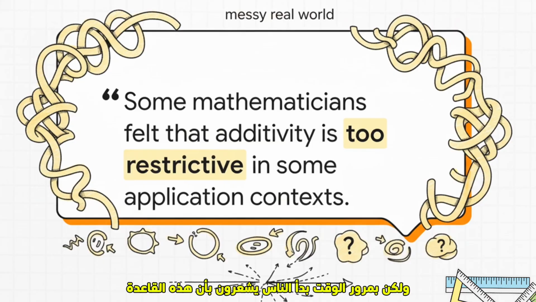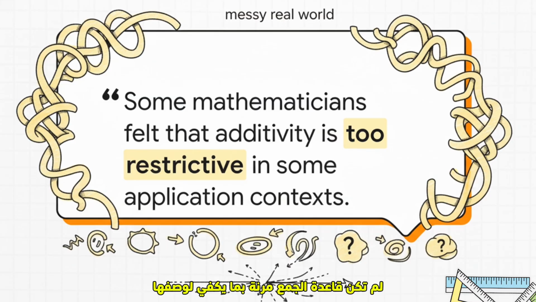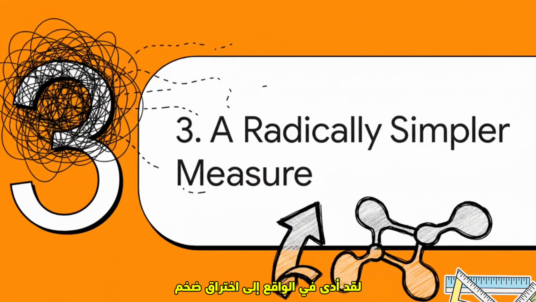But over time, people started to feel like this rule was a bit of a straitjacket. I mean, what about when you've got measurement errors? Or when you're trying to put a number on something subjective, like an expert's opinion? The real world is just messy. And a lot of mathematicians started to argue that this strict additivity rule wasn't flexible enough to describe it. So all this frustration, it actually led to a huge breakthrough. And get this, instead of adding more rules to try and fix things, the solution was to throw almost all of them out. The result was a measure that was radically simpler and way more powerful.